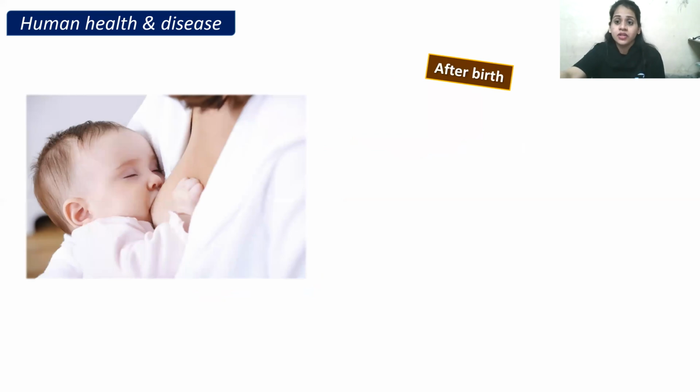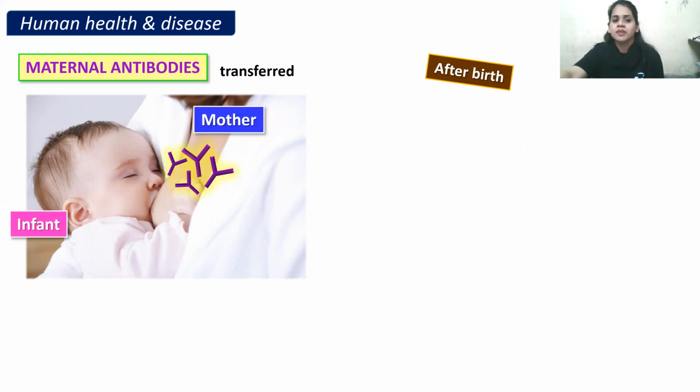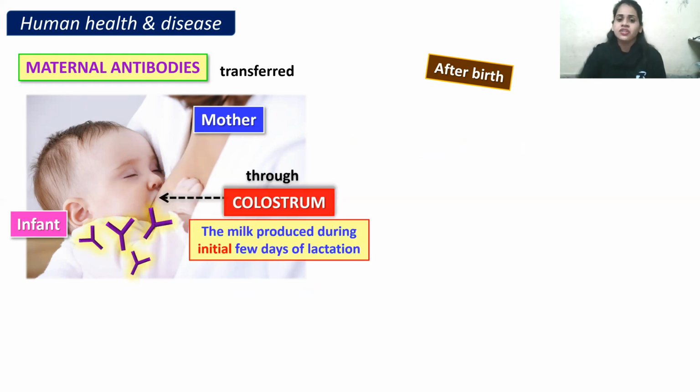Or after birth, what happens? When the mother feeds her baby, she transfers her antibodies to the infant. So through colostrum. Colostrum is the initial milk which is produced during the initial few days of lactation. In the initial days, this colostrum is produced in the mother's breast, and it is very rich in antibodies. Which antibody you find over here is IgA.